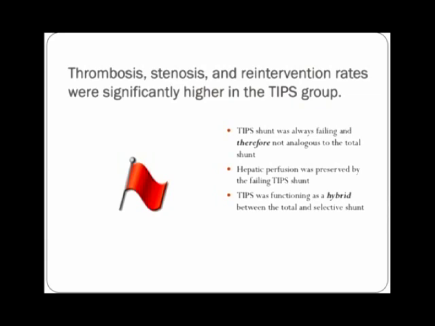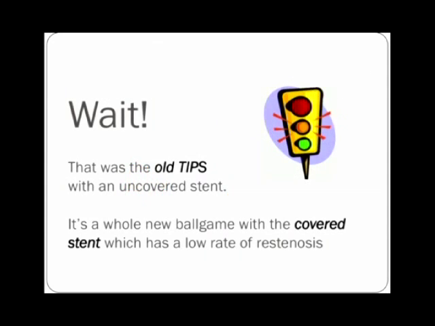And so we had to go ahead during the progress of the study to keep re-intervening on the TIPS shunt. And by doing that, we were able to get this parallel and equal response. But nevertheless, it wasn't really what was proposed by the study and what the study conclusion indicated. So since the TIPS was always failing and therefore not analogous to the total shunt, the hepatic perfusion was actually preserved by the failing TIPS shunt, and so the TIPS was functioning as a hybrid between these two things. And as I said, that was the old TIPS. It's not even the new TIPS. So really it was a study that took close to 7 years and millions of dollars to do, which was fairly worthless at the end.